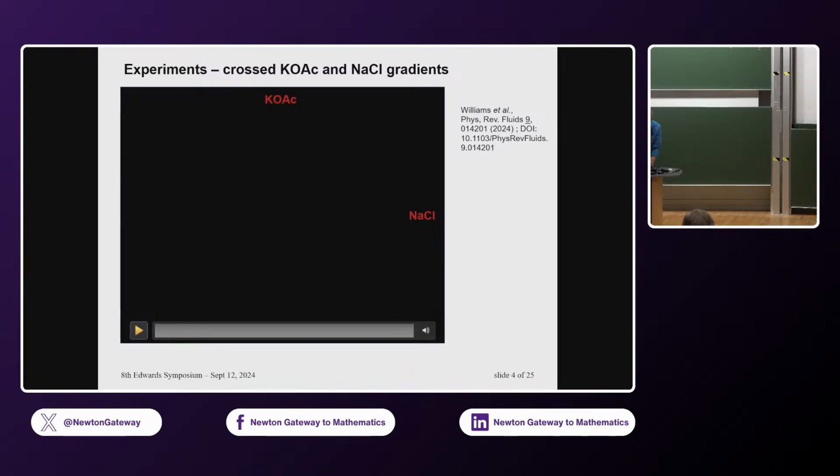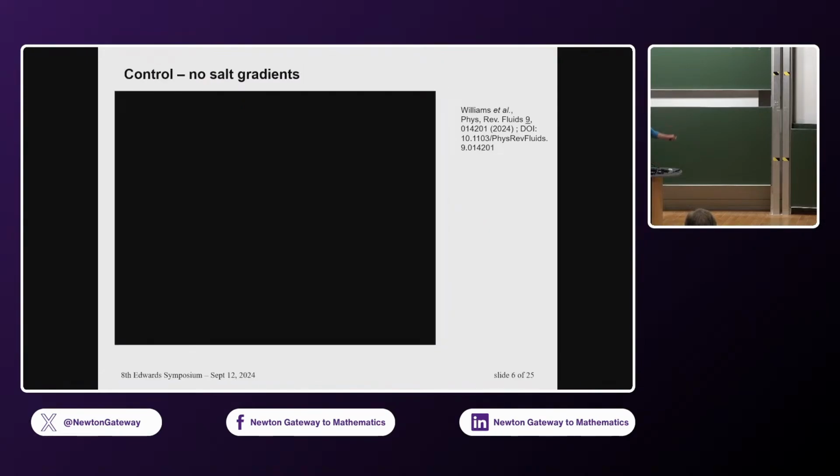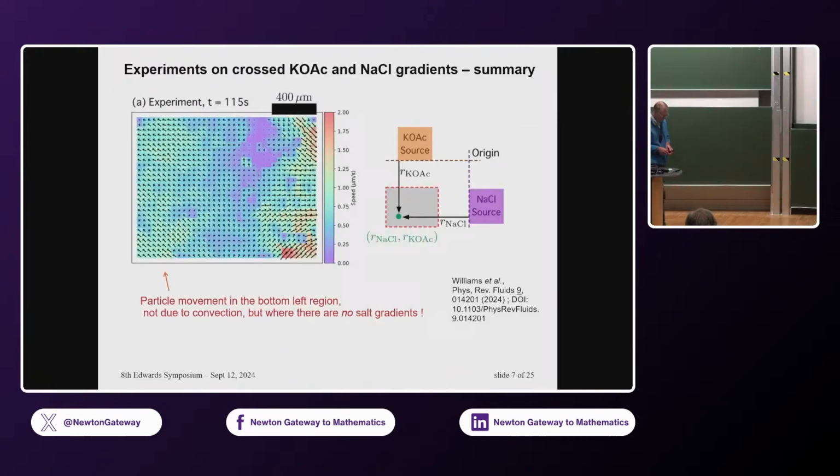So what you would have seen is the colloid particles are moving. On the next one, we use essentially particle imaging velocimetry, although there's no flow in here. And then the final is a control where you don't see the particles moving for no salt gradients. And this is the summary slide.